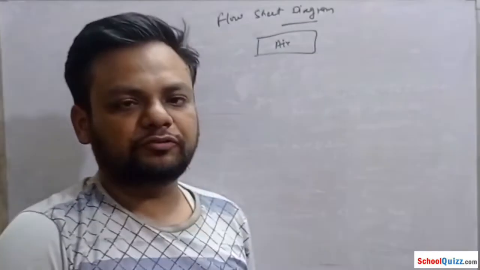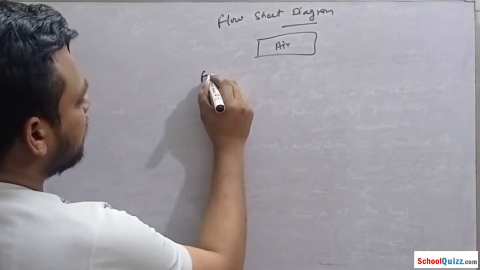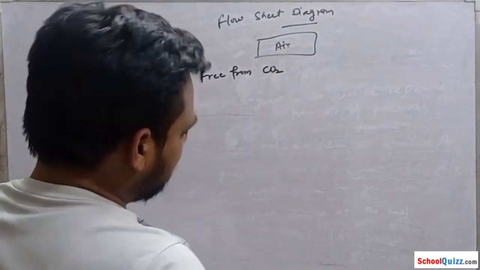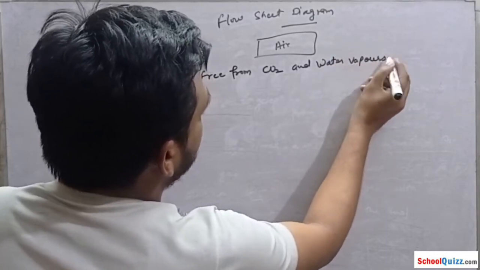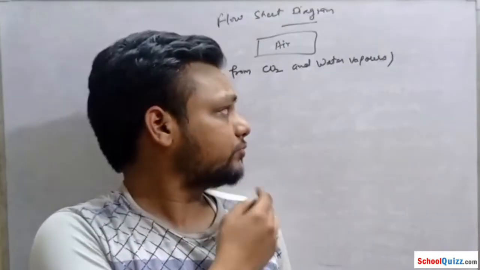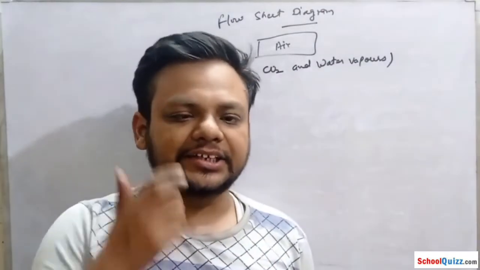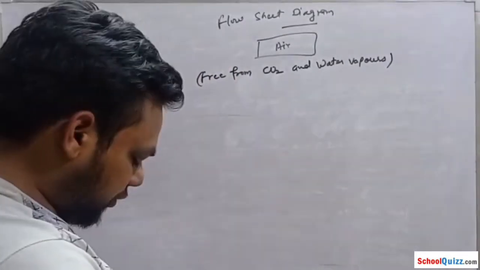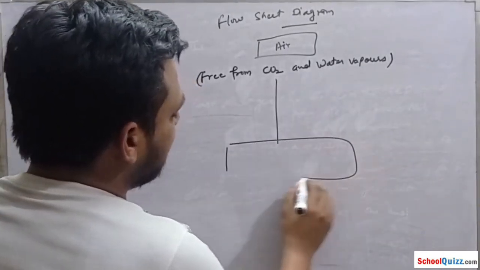And we know air is a mixture of several gases, free from CO2 and water vapors. We will see how CO2 and water vapors get separated out. For water vapor, we will use sulfuric acid, as it is a dehydrating agent. It will absorb all the water. We will discuss later. Free from CO2 and water vapors. Then what will we do? We will liquefy the air.